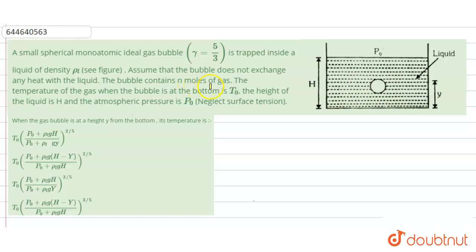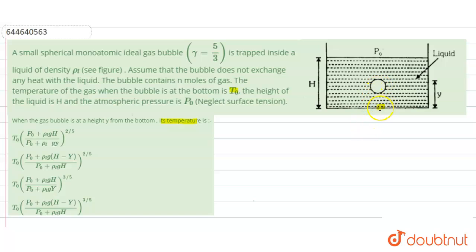The bubble contains n mole of a gas. The temperature of the gas when the bubble is at the bottom is T0. So this bubble must have been at the bottom at some point and then its temperature was T0. The height of the liquid is capital H and the atmospheric pressure is P0. Then when the gas bubble is at height Y from the bottom, its temperature is. Now when this gas bubble is at height Y, then we have to find what will be its temperature.